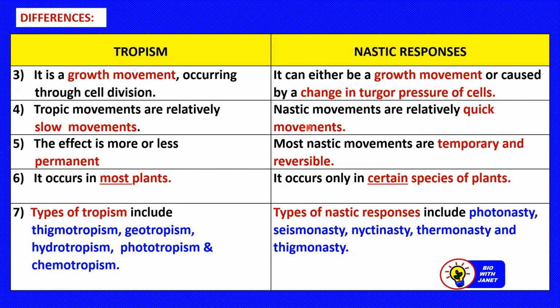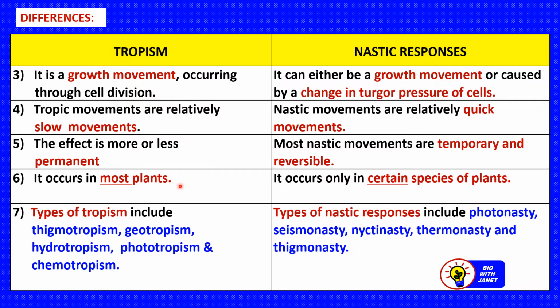For nastic movements, they are relatively quick. For example, the closing of the Venus flytrap when a fly or any other insect lands in the trap. It just closes very fast. Now, in tropism, the effect is more or less permanent because it involves growth. Most nastic movements are temporary and reversible. After the Venus flytrap has closed, it can open again after some time in order to trap another insect.